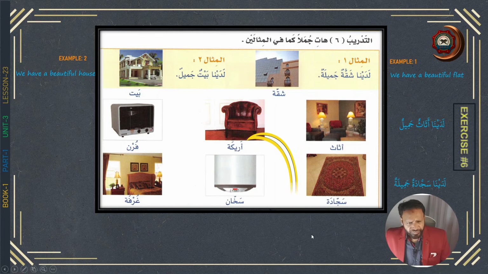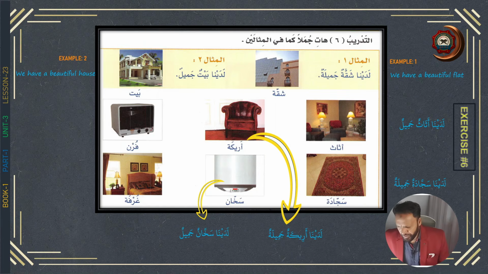Farida ma'am, go ahead. The top, this one. Oops, sorry, it's coming with the arrow. Yeah, the Arika one. Ladaina Arikatun Jamilatun. Okay, Tabassum ma'am, go ahead. Ladaina Sakhanun Jamilun. Okay, Nabil sir, go ahead.